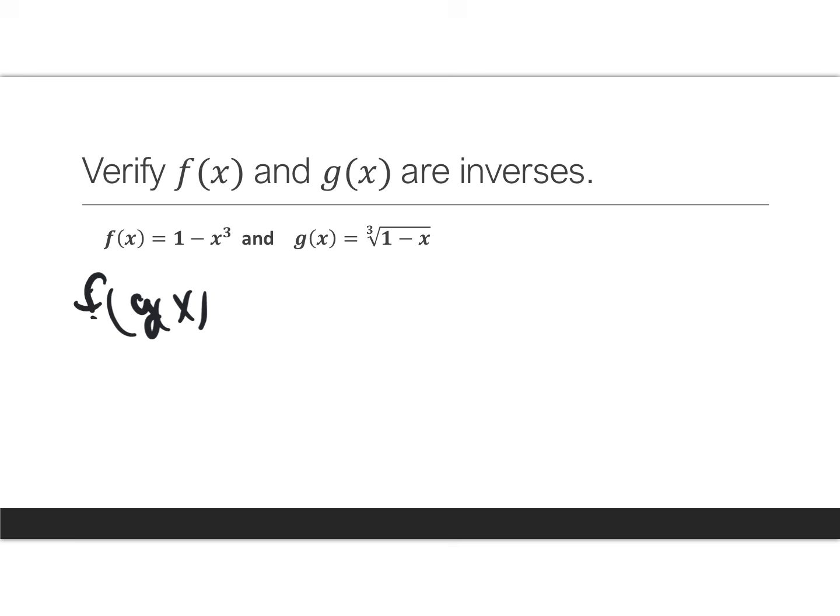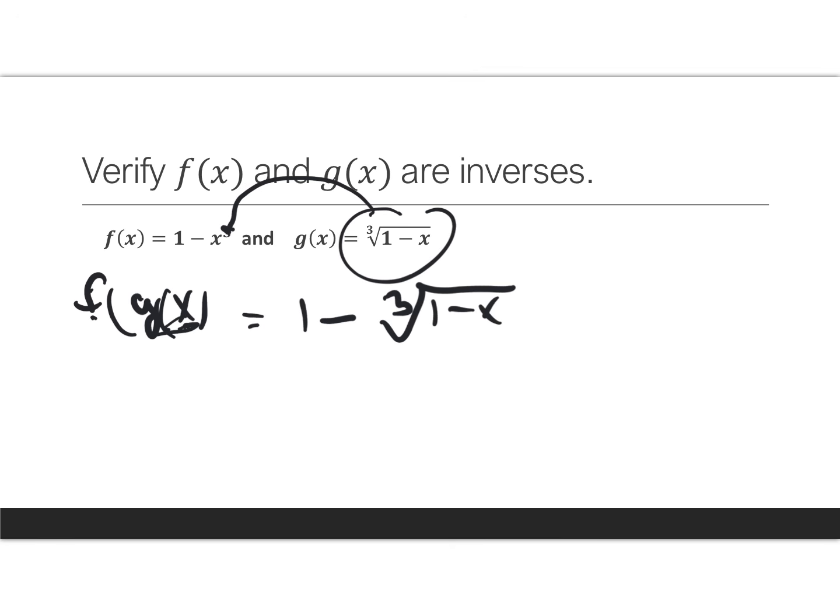All of g of x gets plugged into the f. So all of this has to go in here. So here goes, equals 1 minus all of that. That's the cube root of 1 minus x.